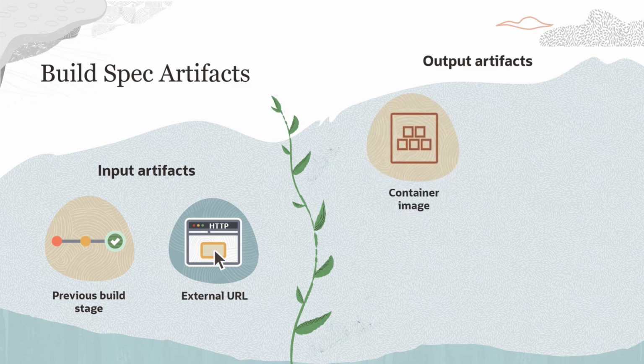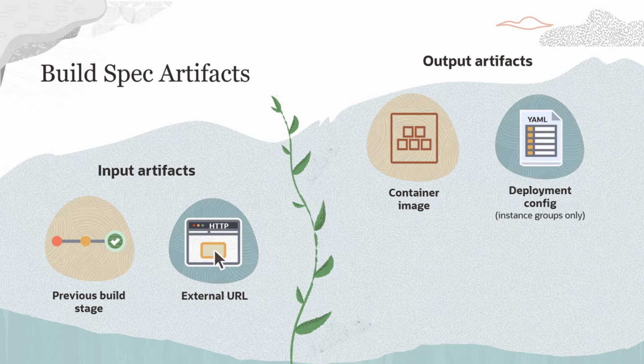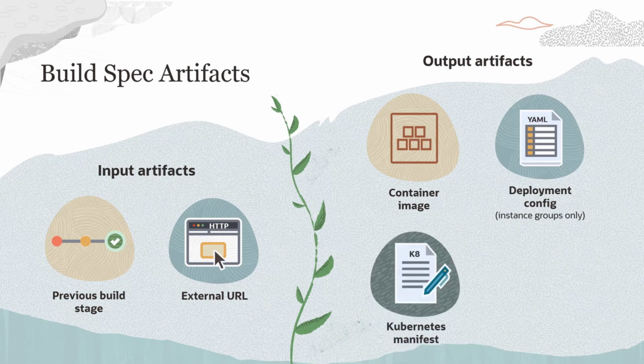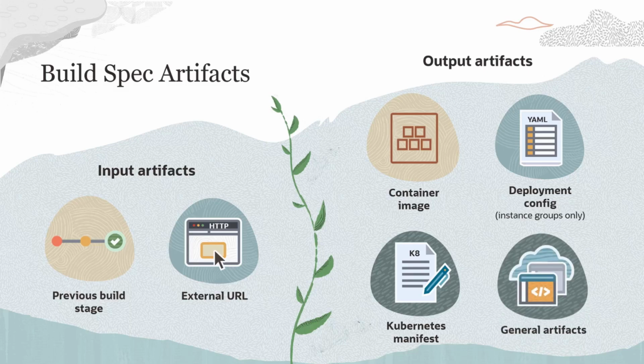OCI DevOps accepts 4 types of artifact references. The first is the container image you build. The next two are the YAML files, the deployment configuration file, which defines the artifacts for the instance group only, and the Kubernetes manifest, which specifies the desired state of an object the Kubernetes will maintain when you apply it. The last type is other general artifacts.